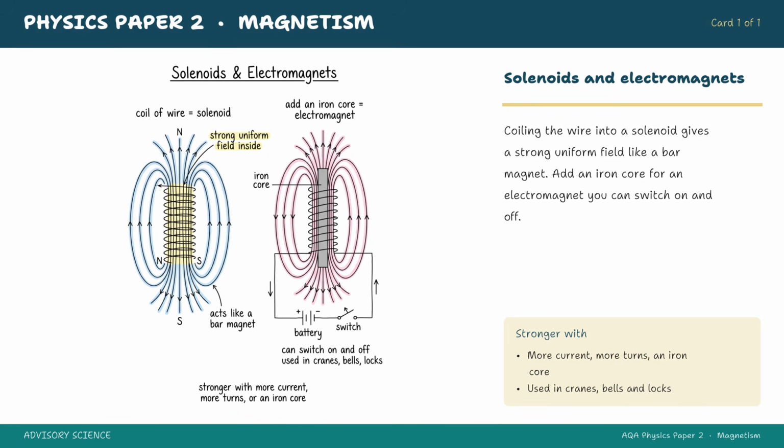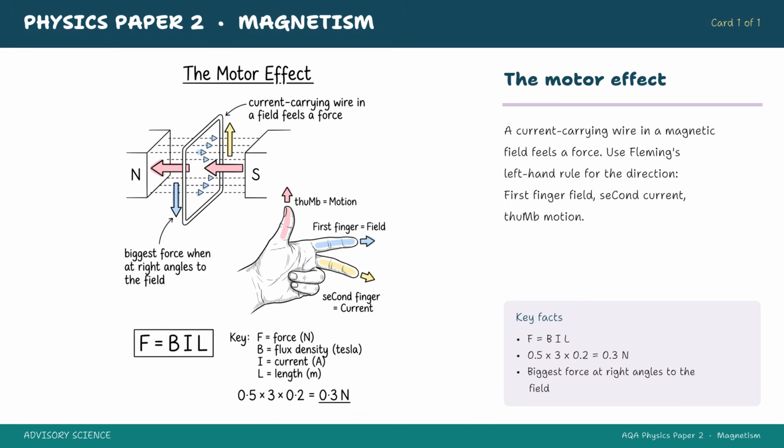The motor effect. When a current-carrying wire is placed in a magnetic field, the two fields interact and the wire is pushed. This is the motor effect. The force is biggest when the wire is at right angles to the field, and there's no force at all if the wire runs along the field.